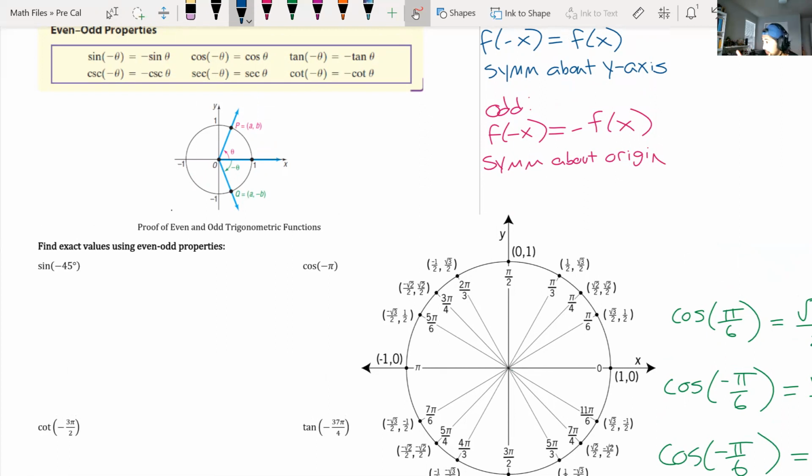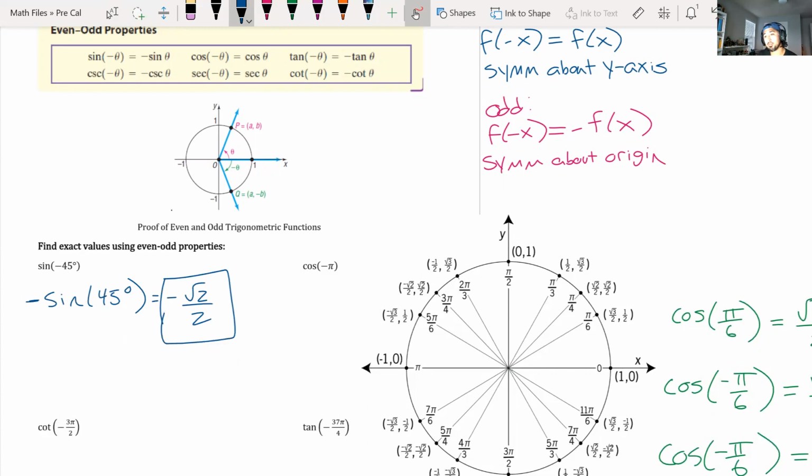I'm asking you to take this and rewrite it using the chart. Negative sine of negative 45. Well, remember, the negative comes out because it's odd. So negative sine of 45. And now you find the sine at 45 degrees and apply the negative to it. So what was that numerical value? Negative square root of 2 over 2. There you go. That's it.